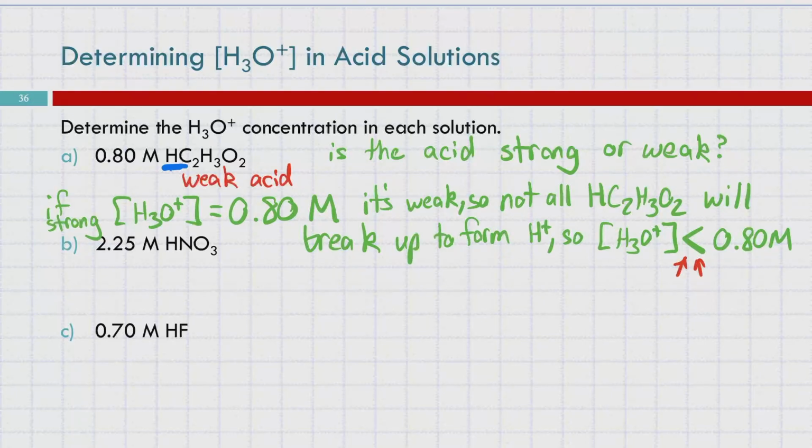Anyway, the takeaway is we've got a weak acid. It's not all dissociating. It's going to be less than this concentration of acid. Not all of it is getting paid out to H+.